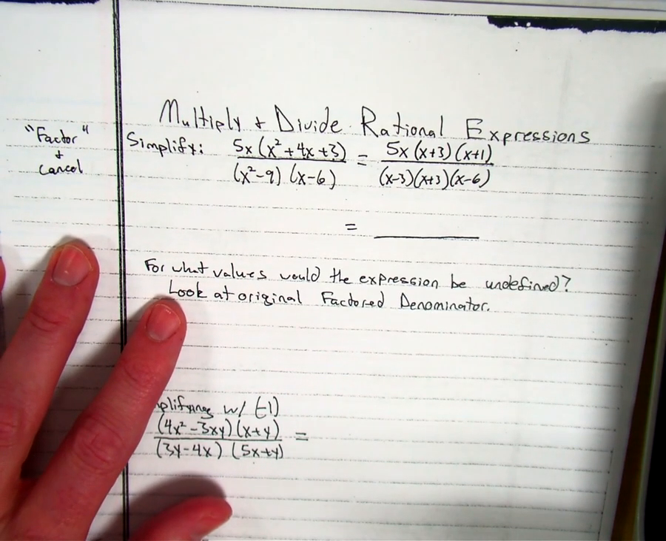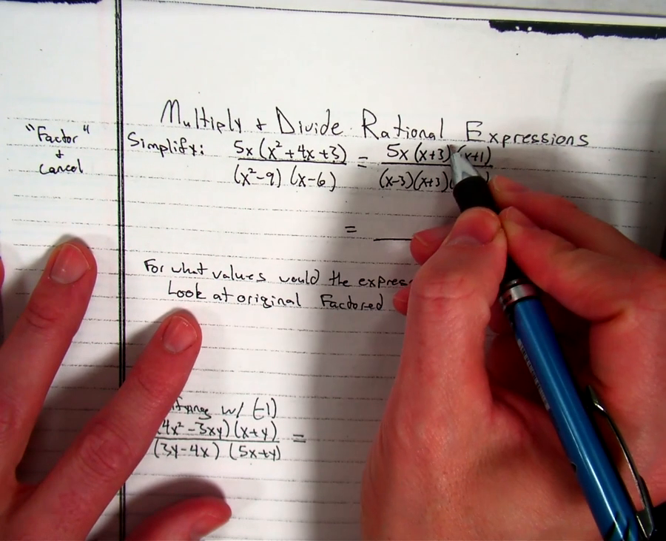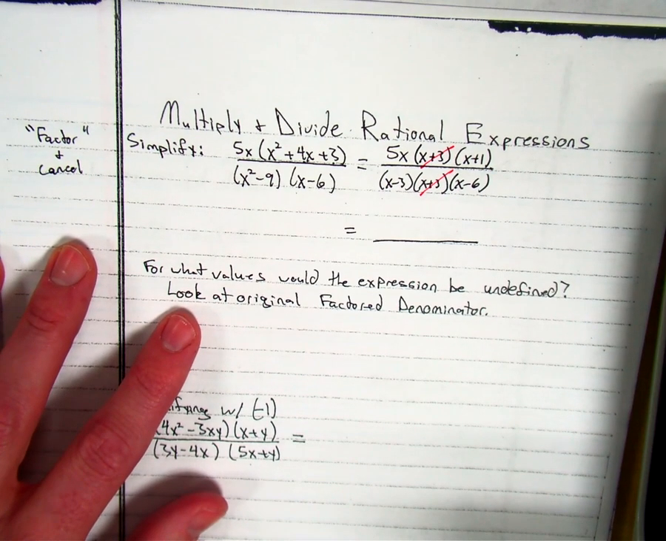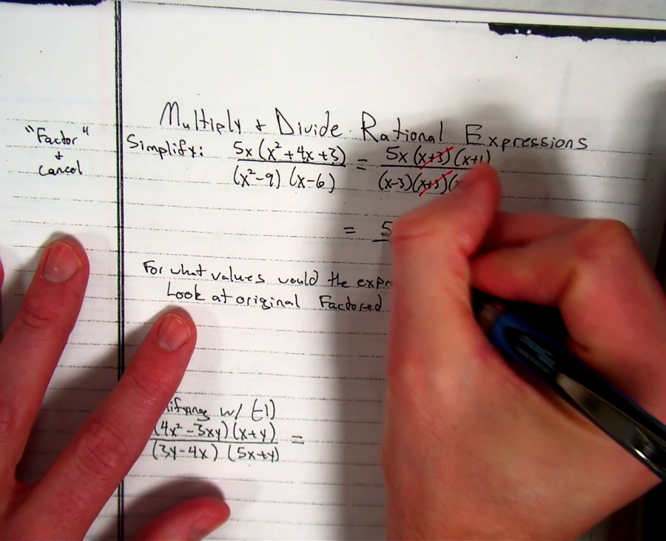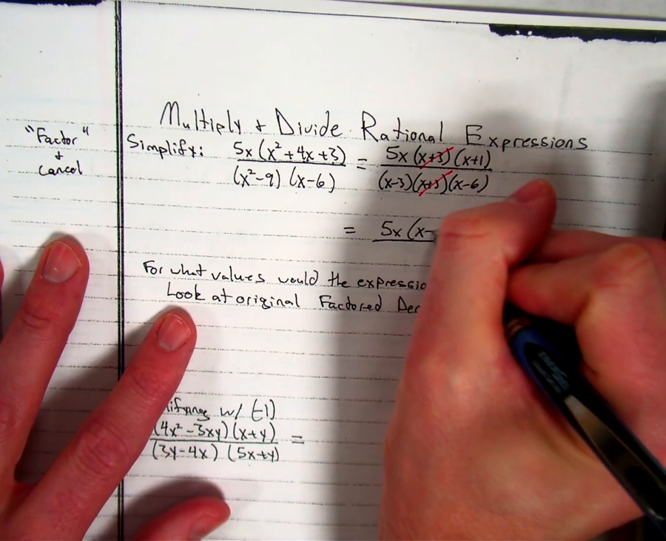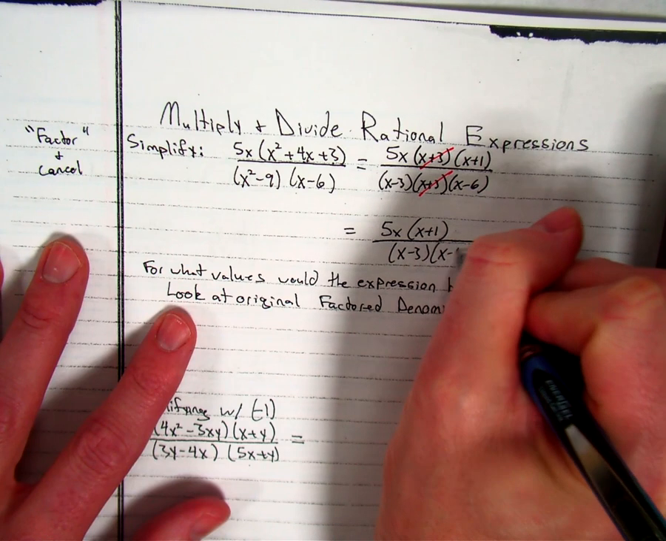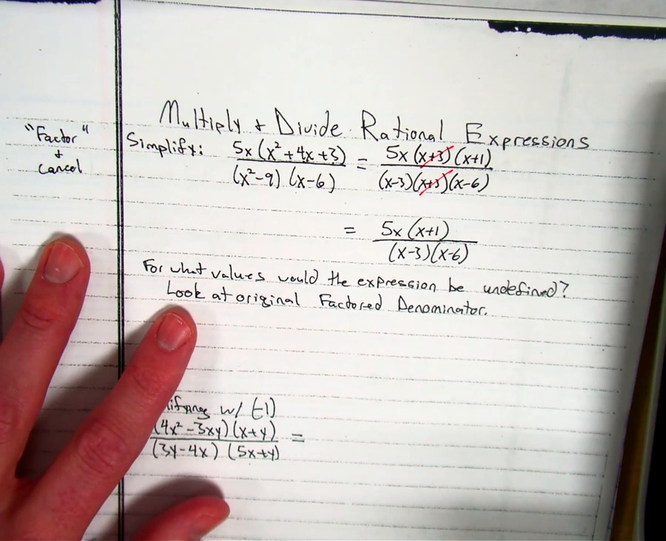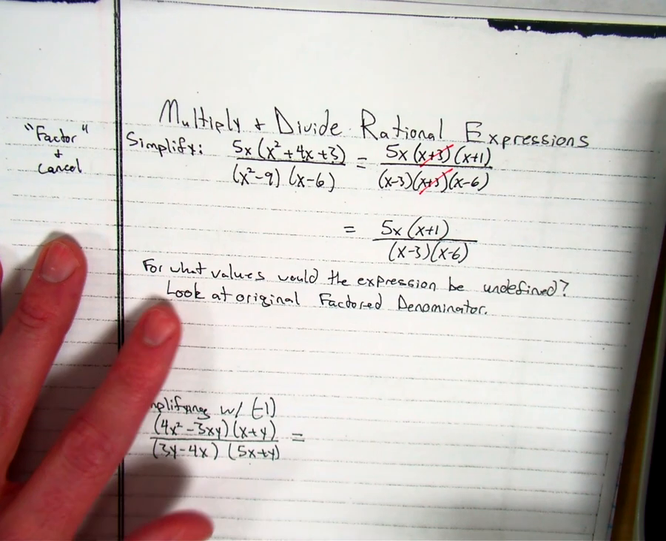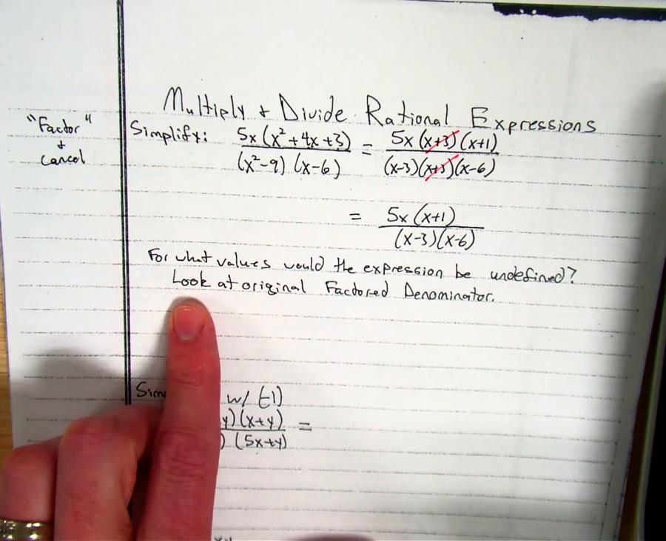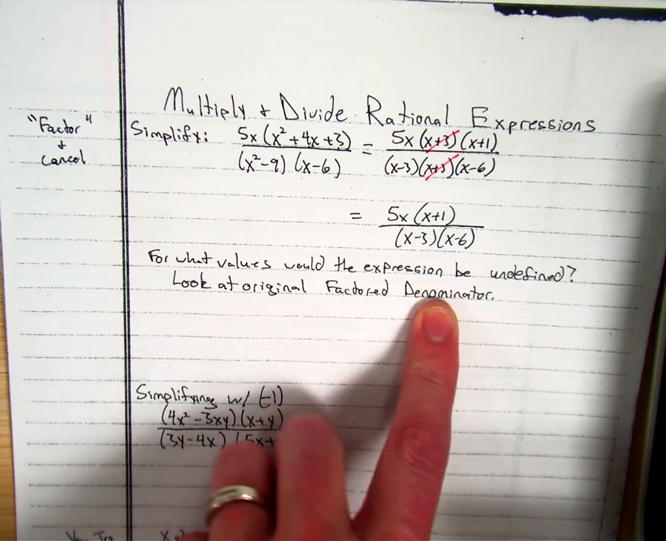Okay, now we look at everything after we have it all factored out, and we look to cancel. We have an x plus 3 on the top, and an x plus 3 on the bottom. So our final answer after we cancel everything out is 5x times x plus 1 on the top, and we have x minus 3 times x minus 6 on the bottom. And that's kind of the name of the game for today. Factor and cancel.